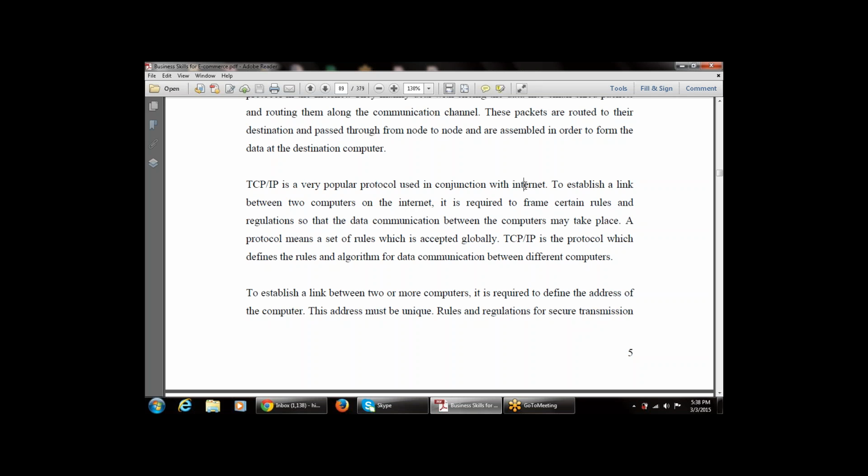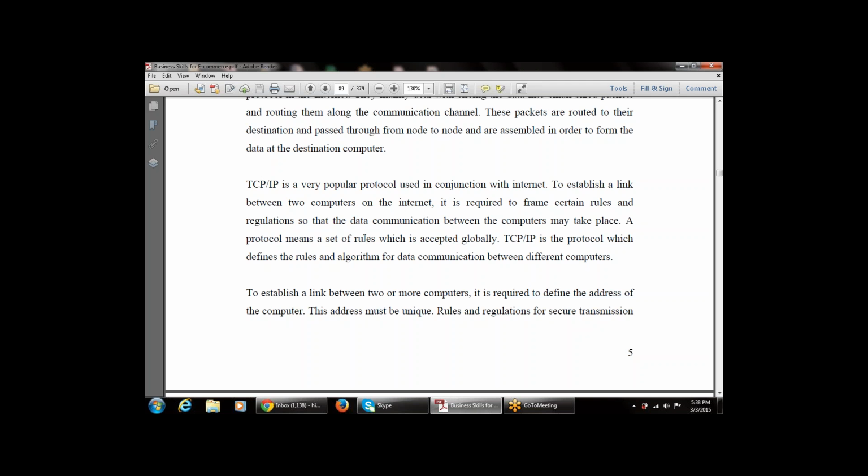Then TCP/IP is the protocol which defines the rules and algorithm for data communication between different computers. So TCP/IP, as I said, is a set of protocols in the protocol suite that contains different protocols for data communication. So it is used for data communication between different computers, to establish a link between two or more computers.